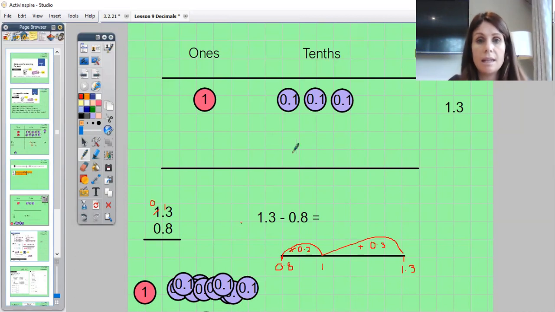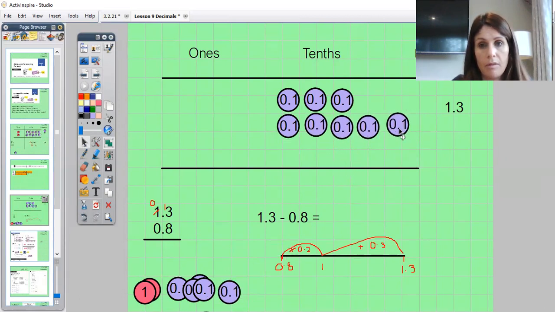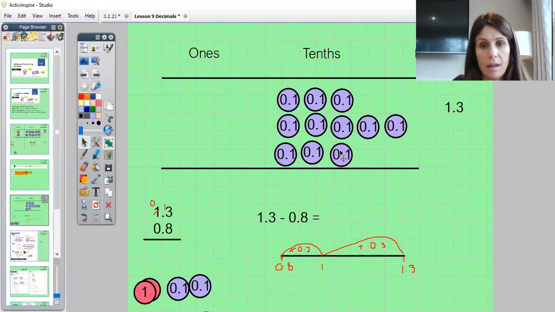All right, so let's have a little look then to see how that actually works with our place value counters. So I've got 1.3. Now, we've just said that we can't take 8/10 away from this. So what we need to do is we're going to actually change this into 10/10. So let's count, ready? 1, 2, 3, 4, 5, 6, 7, 8, 9, 10.